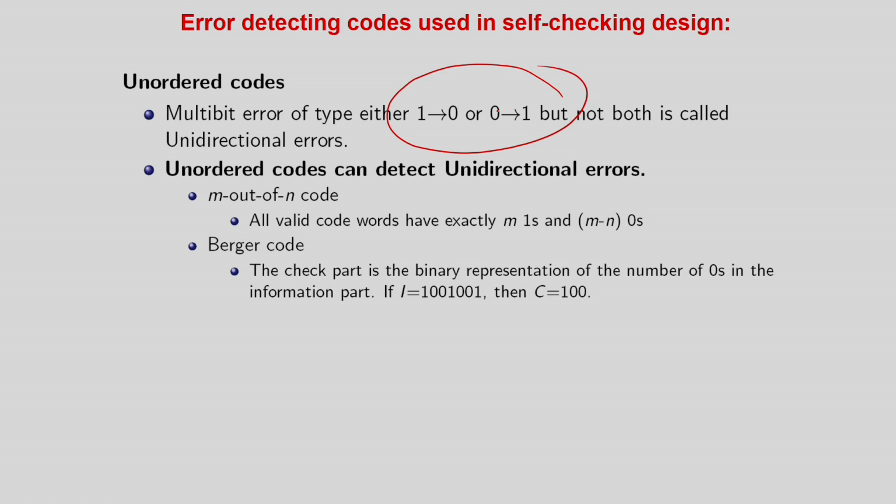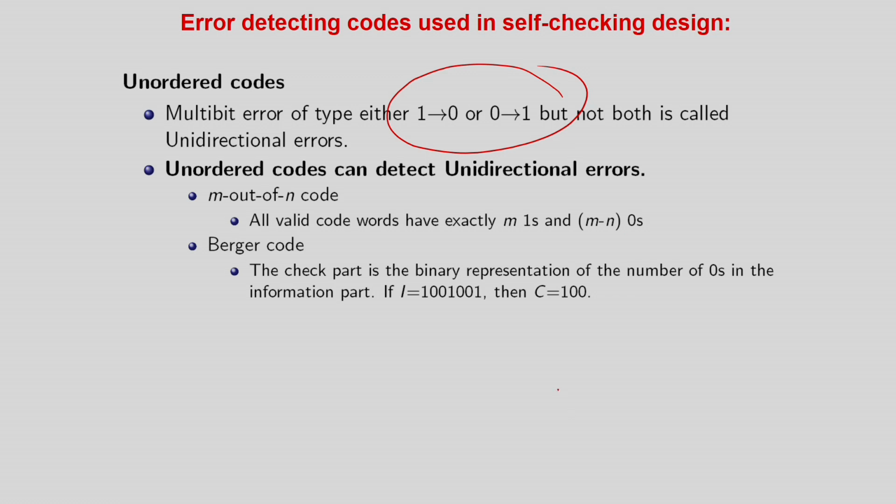Very important unidirectional codes are m out of n codes, which we have already used, and the Berger code. An m out of n code means exactly m number of ones and n minus m number of zeros. In the Berger code, you have an information part, the number of zeros is counted, and you put a binary count for that. In this case there are 4 zeros, 1, 2, 3, 4, and 3 ones. So C is the coding part, that is, we will be representing the number 4 because there are 4 zeros. Now you can very easily appreciate the fact, as I will show you, that if there are unidirectional errors, they can be very easily detected.